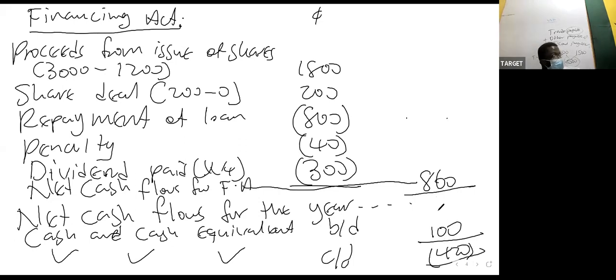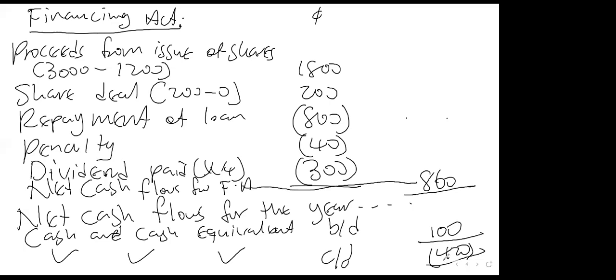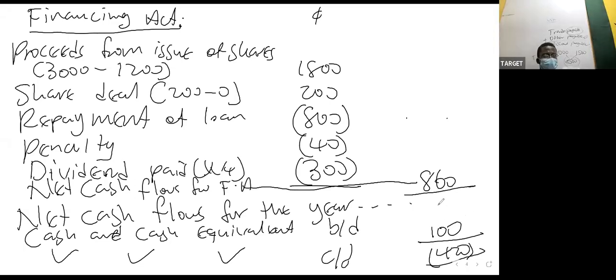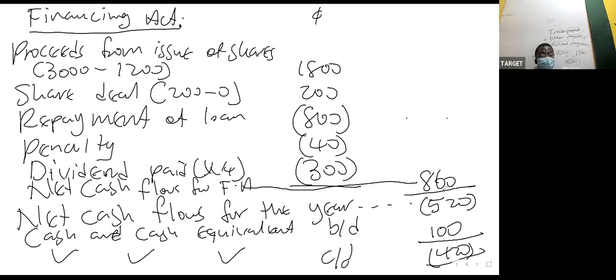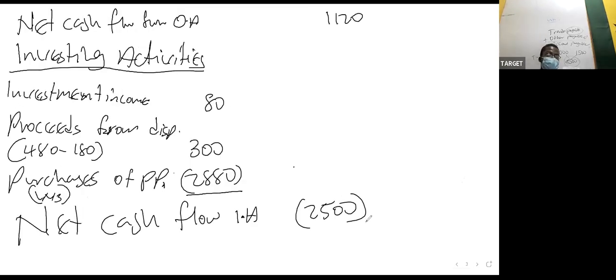There is a figure here. If I add it to 100, negative 520. It should be what? Negative 520. That's all. Correct. So it means that if I add the three net answers, this figure plus this figure plus this figure, the answer must be 520.